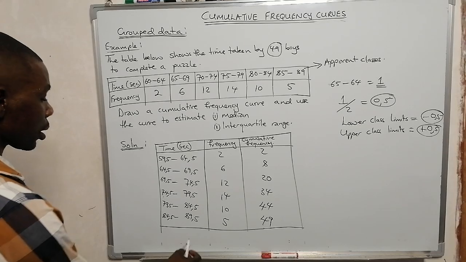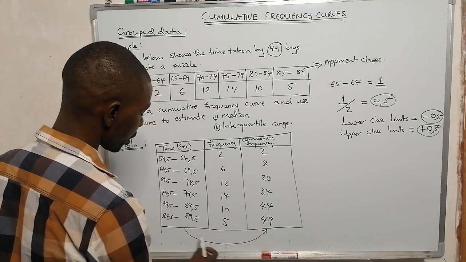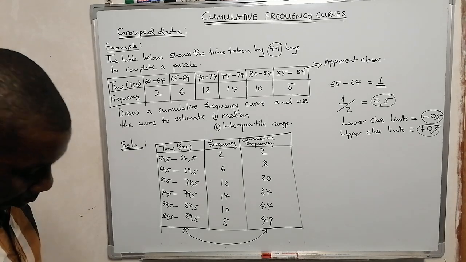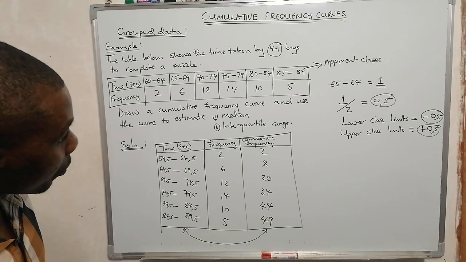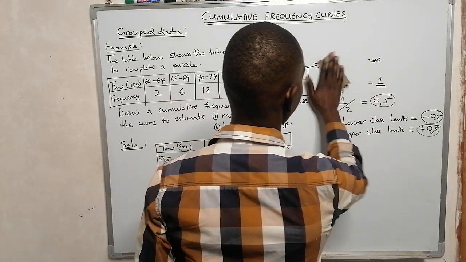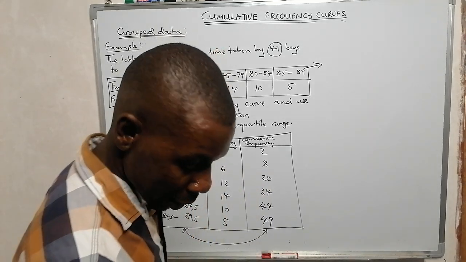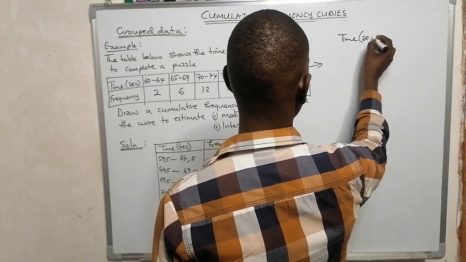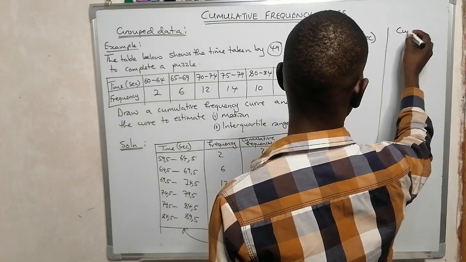Now we want to use our class against cumulative frequency to plot the cumulative frequency curve, right? Let me draw the table here so that we can use this space to answer the question. We are going to have time in seconds against cumulative frequency.